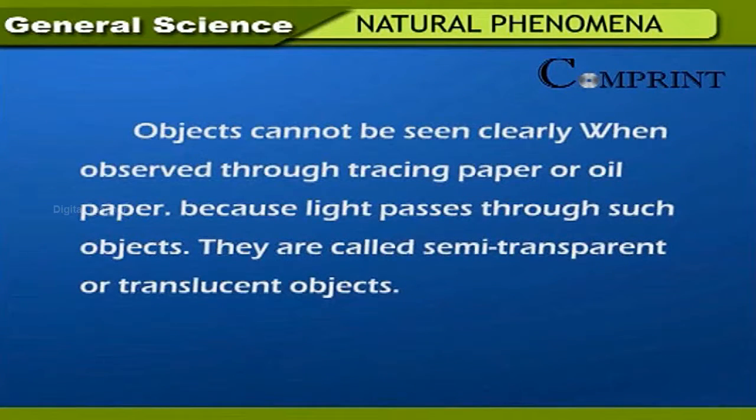Objects cannot be seen clearly when observed through tracing paper or oil paper because light passes through such objects only partially. They are called semi-transparent or translucent objects.